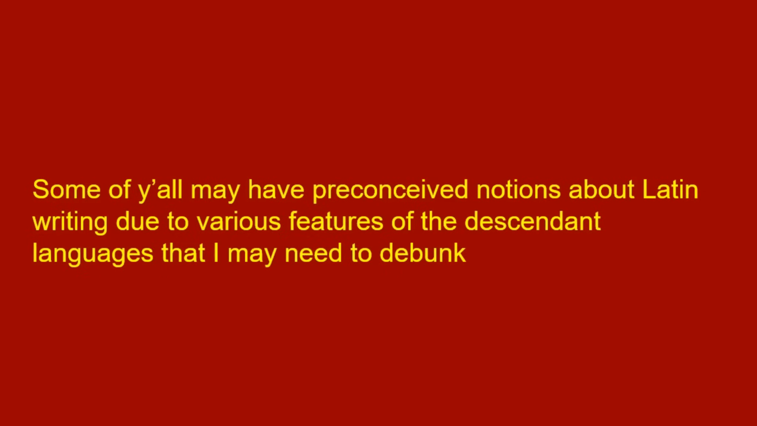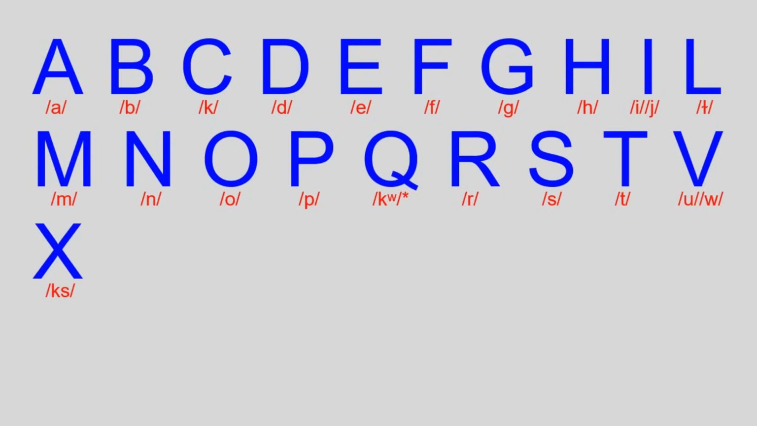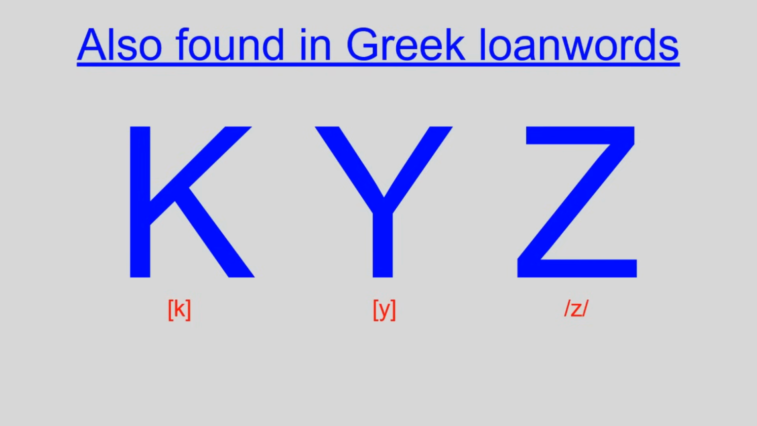To close this section, normally I wouldn't have to do this, but I do here since the origin language was written. I need to go over parts of Latin orthography that may be confusing to modern readers. Basically, here's the original Latin alphabet, and you'll notice it only has 20 letters. Okay, well 23 if you count the letters specifically used for Greek loanwords, ka, y, and zeta.